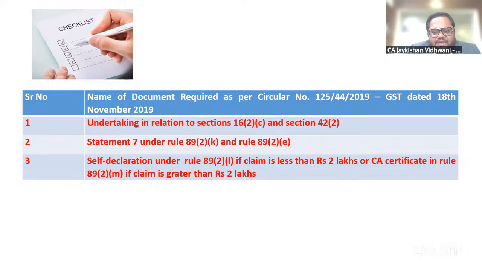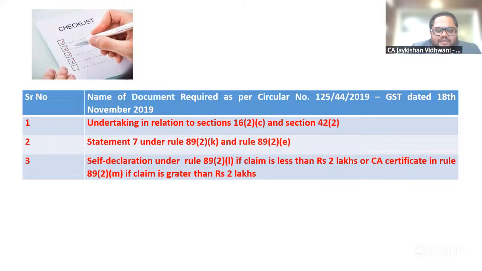Firstly, an undertaking needs to be given, which is common for all refund claims, that if you claim excess refund and if it's subsequently held by the government that it has been claimed in excess, then you will have to return this amount along with interest and penalty. You are giving an undertaking to the government.